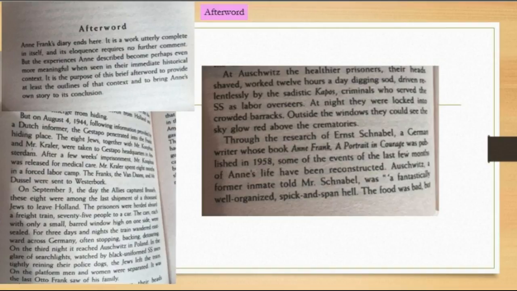Now we're going to take a look at the afterword. This is at the end of your text. It's the last several pages, and it will talk about what actually happens to Anne and the other annex residents.